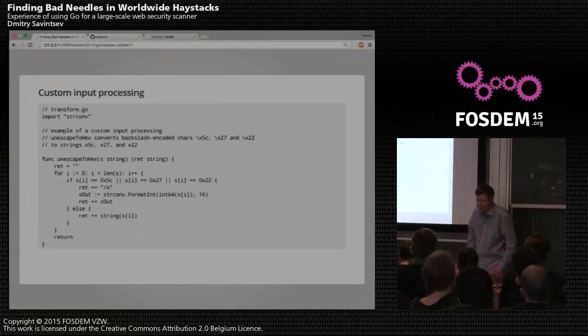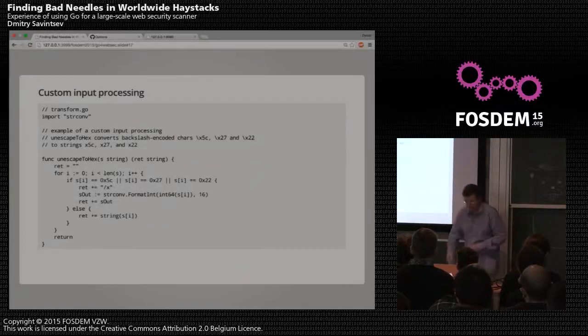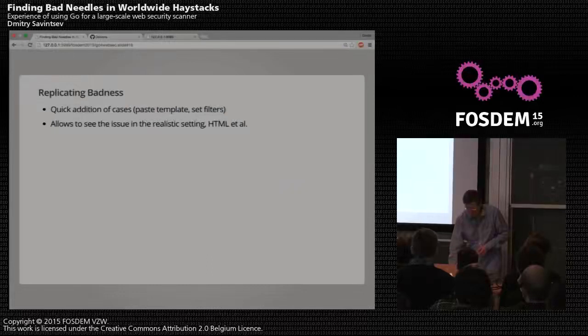And here's an example of custom processing that doesn't come up often, but there was a bug where the escape to the \x would be converted to the normal characters. So that function just undoes it. This is kind of a corner case. This can be done for replicating badness: if we find a bug or some internal thing, then we can just paste the template, set filters, and have a new case. And it also allows us to see the issue in a realistic setting.